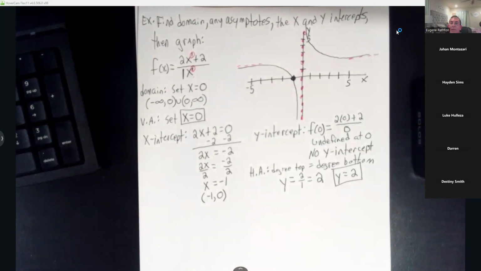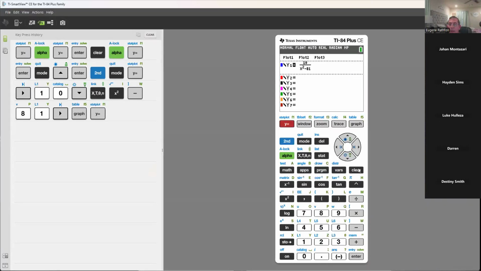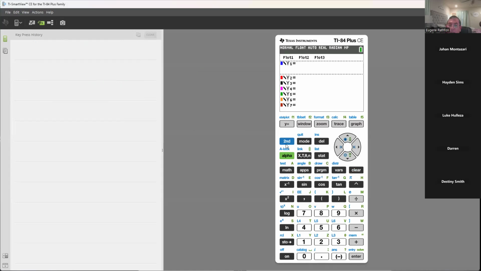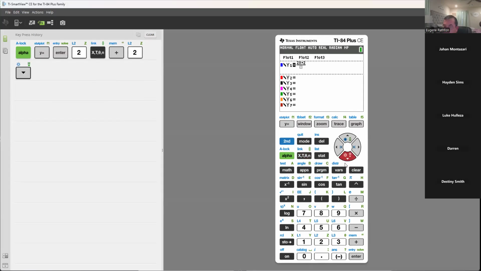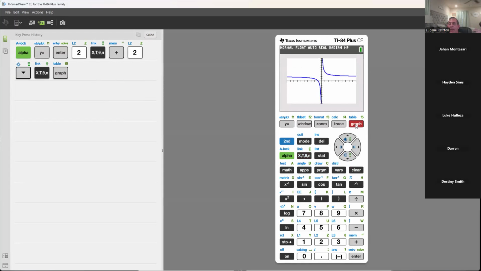So y'all, let me show you the graph on this on the calculator. All right, so we'll go to y equals, clear that. So y'all, once again, I'm going to make it look like a fraction. So alpha y equals enter. On top, I had a 2x plus 2. On bottom, I had an x. So y'all, all we're going to do is hit graph. And there's our picture. Now, it ain't going to show you those imaginary lines, but it's there, okay?